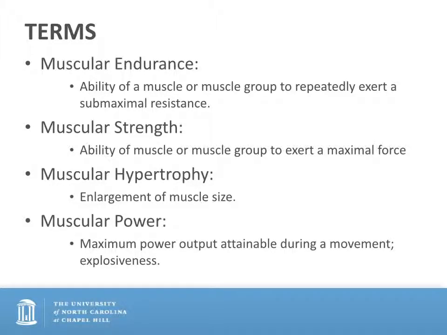Before we go farther into the progression of resistance training, let's go over a few terms. Muscular endurance is the ability of a muscle or muscle group to repeatedly exert a submaximal resistance. Muscular strength is the ability of a muscle or muscle group to exert a maximal force. Muscular hypertrophy is the enlargement of muscle size. And muscular power is the maximum power output attainable during a movement, or in other words, explosiveness.